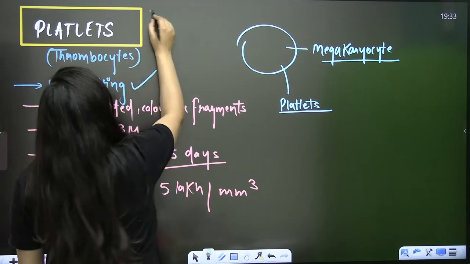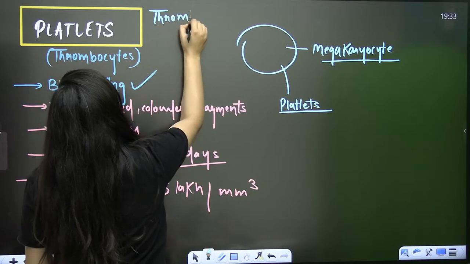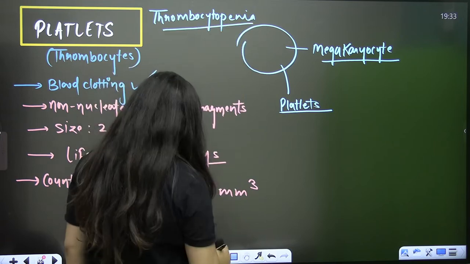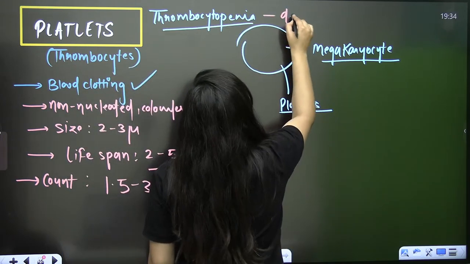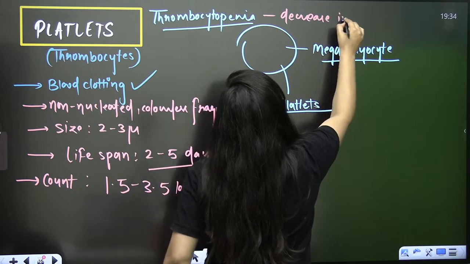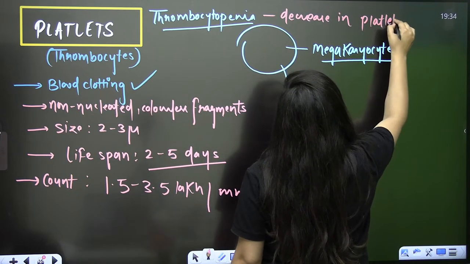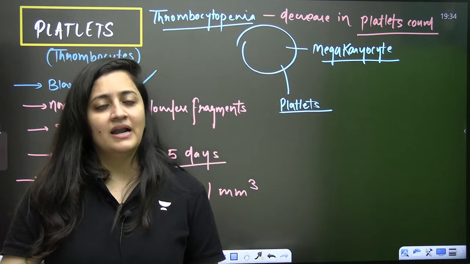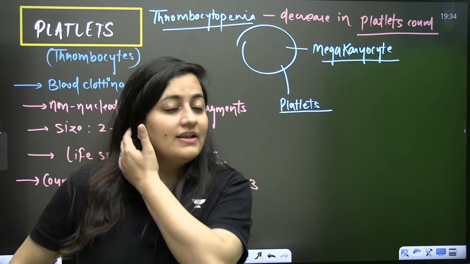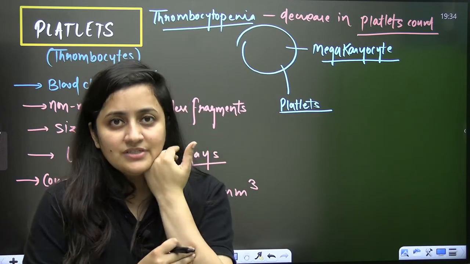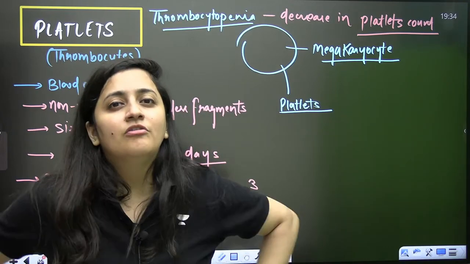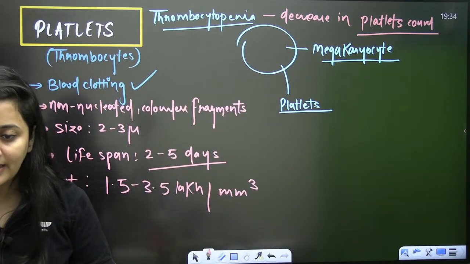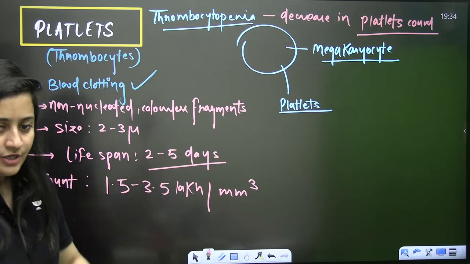And yes, thrombocytopenia. Wherever the word is penia, you know the meaning of penia. Again, it is the decrease in platelet count. You know that platelets are very important for blood clotting. If the platelet count is less and a person has an injury, an excessive amount of blood flow will be there, which is again not good. Got it? So this is about the platelet.